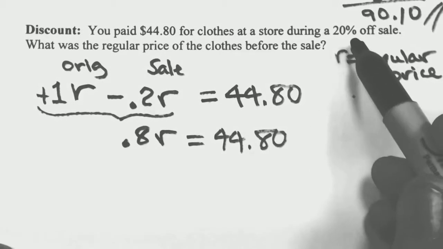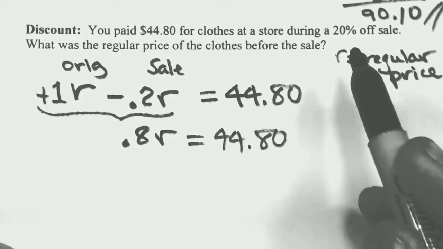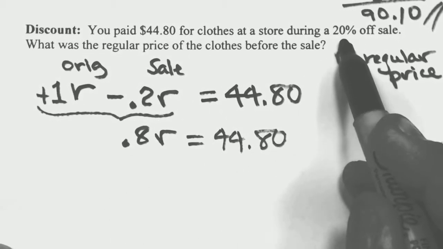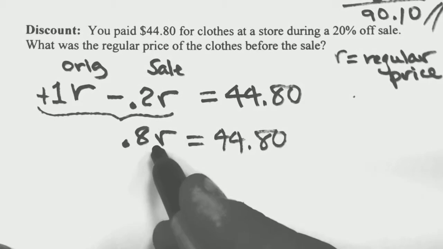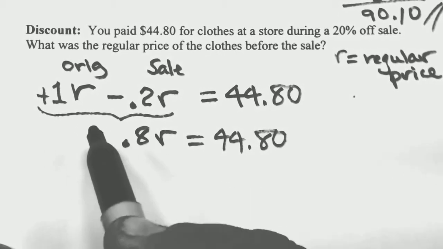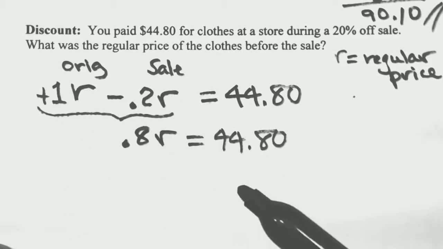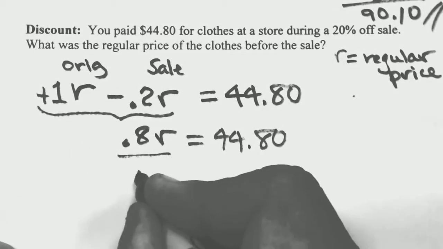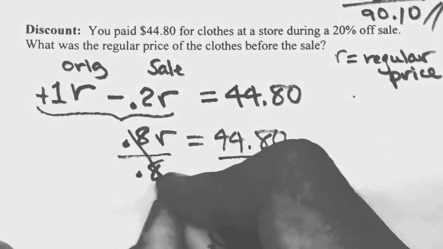Think of it this way. The whole original price was 100%. Well, if there's 20% off of the 100%, that means there's 80% left. You see this 0.8 right here? That represents the 80%. We get it solving it this way as well, and this is a pretty standard approach to take. Okay, well now, to find out what that regular price was, we divide both sides by 0.8.